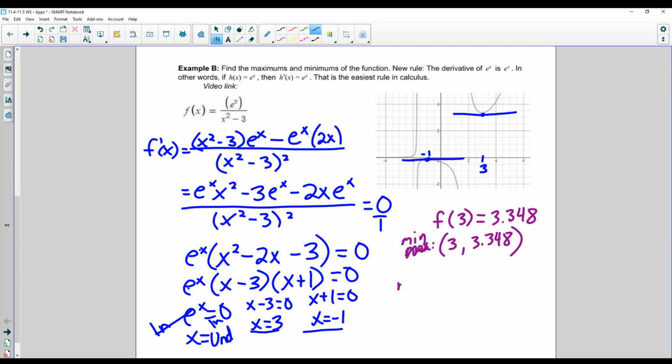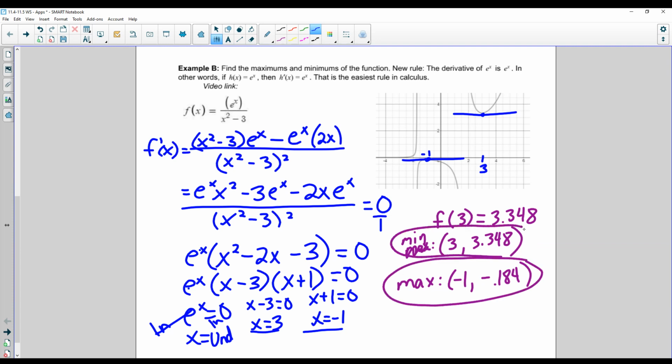All right, let's do the local max that is over here. So I am going to put -1 in. Again, I'm going to do f of -1. So I'm going to put my -1 in here, do e to the negative first, -1 squared minus 3, and I will get -0.184. There's my y value. And that seems like, yep, it was just below the x-axis. So, yep, that seems like a reasonable y value. So there's my max. There's my min. All done. There you go.